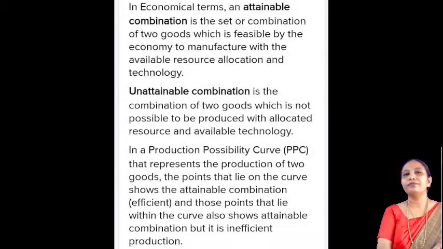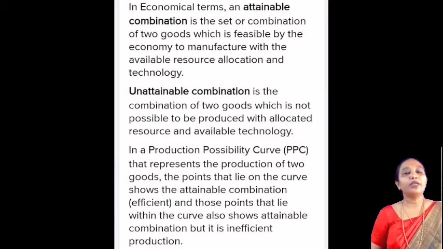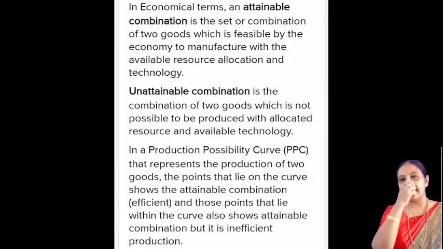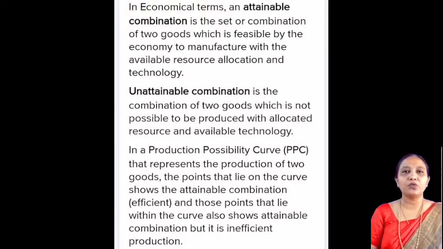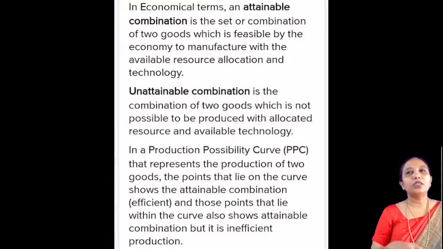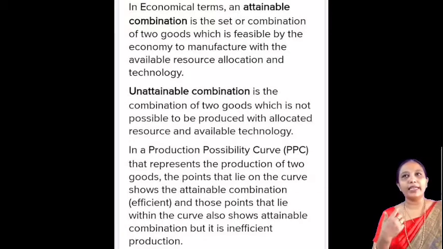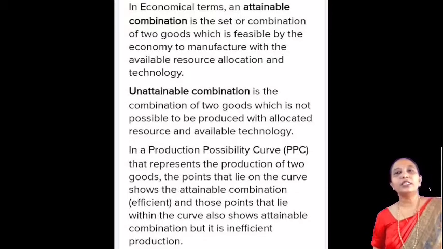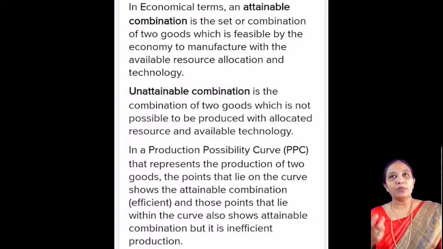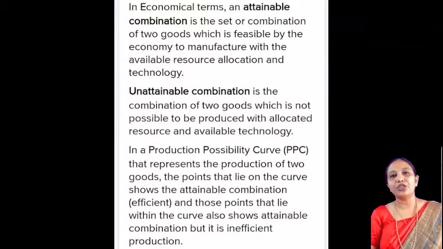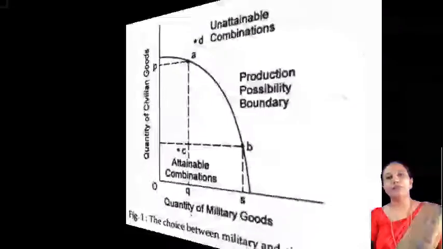So what does unattainable combination mean? With the given amount of available resources, it is impossible for the economy to produce that combination of two goods. So in that case, an economy can never operate at any point which is outside the PPF. So all the possibilities that we are going to make out are only within the inner potential capability of the PPF.